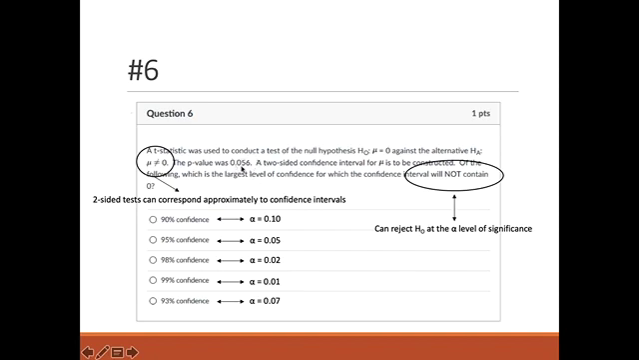So we have to decide, if this is our p-value, which of these levels of significance, which of these alphas, will let us reject the null. So the p-value has to be smaller than the level of significance. And there are only two possible answers now. The p-value of 0.056 is less than 10% and it's less than 7%. So those are the two possible answers. But then the next thing to be mindful of is this. I want the largest level of confidence that will not contain 0. So among these two answers, 90% versus 93%, the 93% is the largest level of confidence.